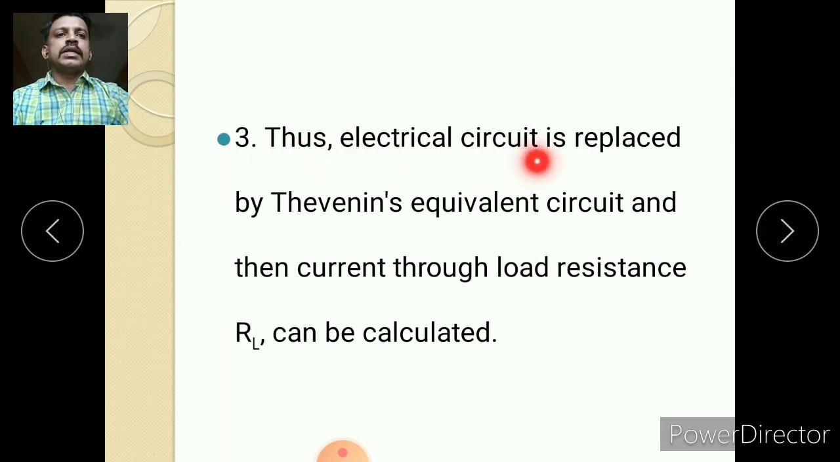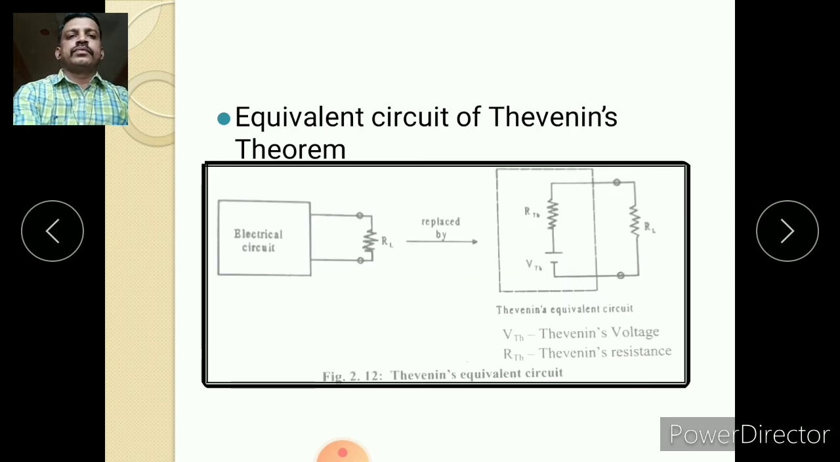Thus, the electrical circuit is replaced by Thevenin's equivalent circuit and the current through the load resistance RL can be calculated. Equivalent circuit of Thevenin's theorem. So, this is the normal circuit and the equivalent circuit is like this. Here it is the series combination of RTH and VTH, and it is connected to the load resistance RL.